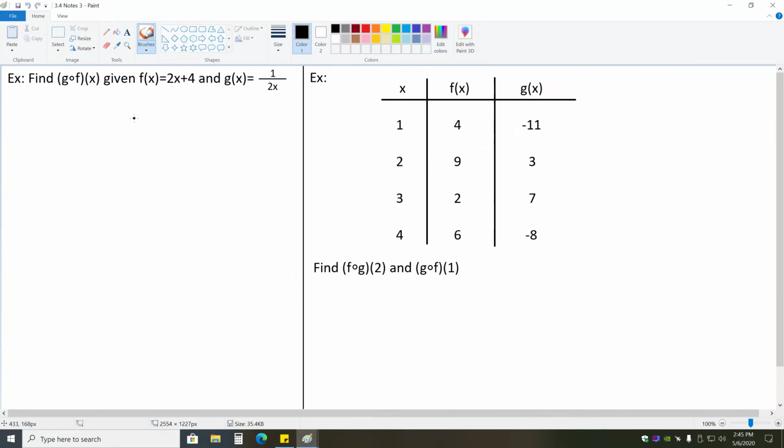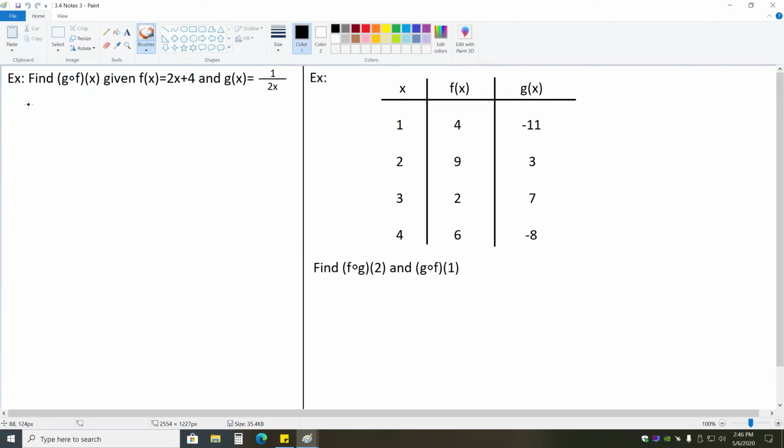So from here, I know these problems are pretty complicated, so I want you to take a moment, try one, and then we'll try it together. So we have g of f of x, GOF as it's sometimes referred to. We want to find GOF given f of x equals 2x plus 4 and g of x equals 1 over 2x. Go ahead and pause the video, give this a try.